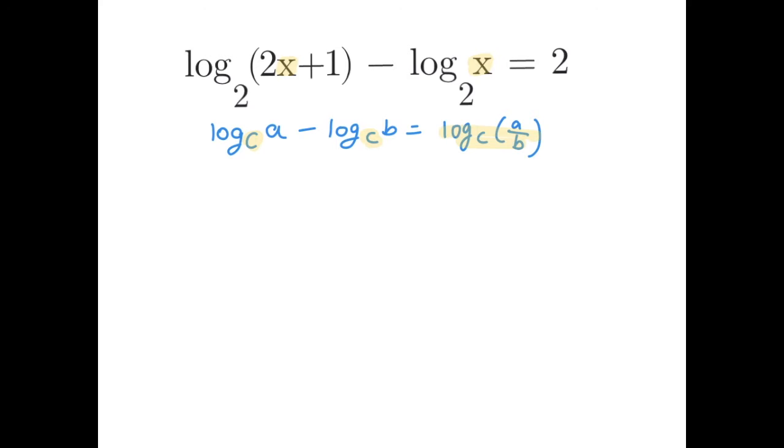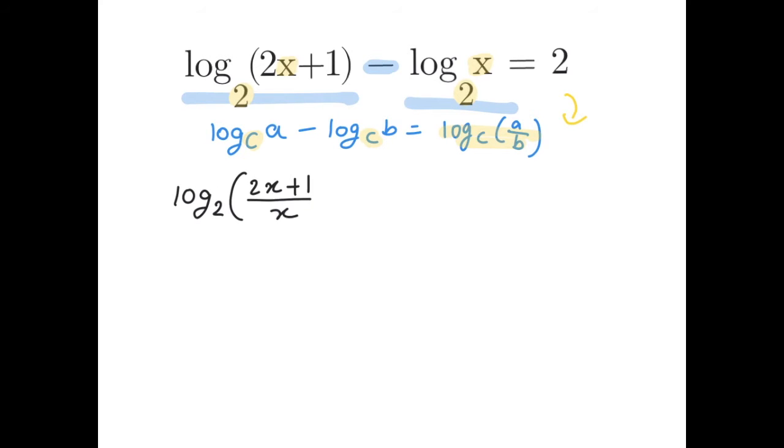We can see that the first term and the second term are in minus and that their bases are the same. So we can apply this rule. We first take log 2 as common and then we put 2x plus 1 over x. And this whole expression will equal 2.